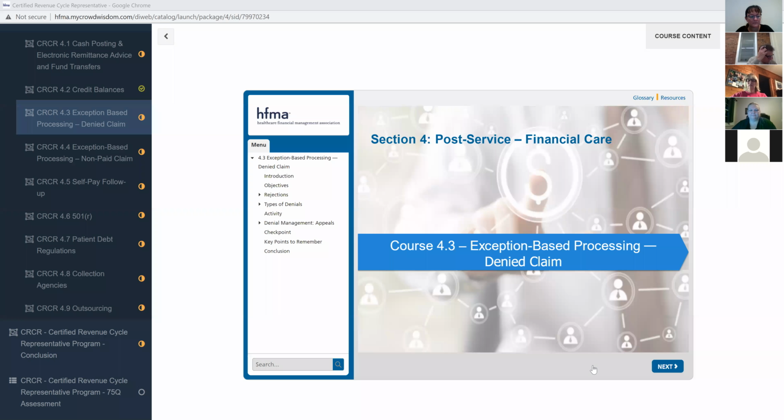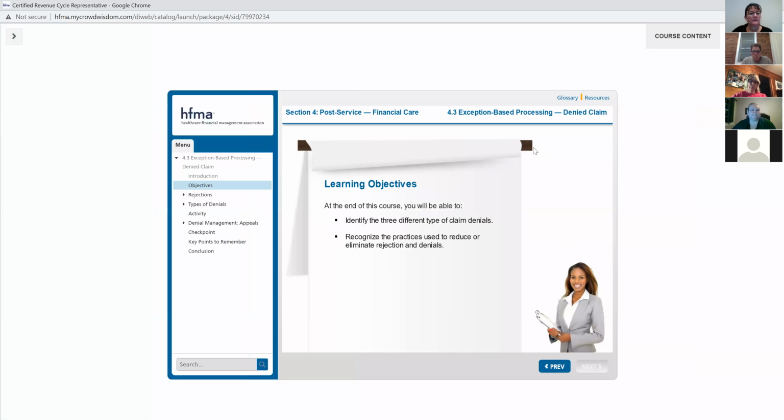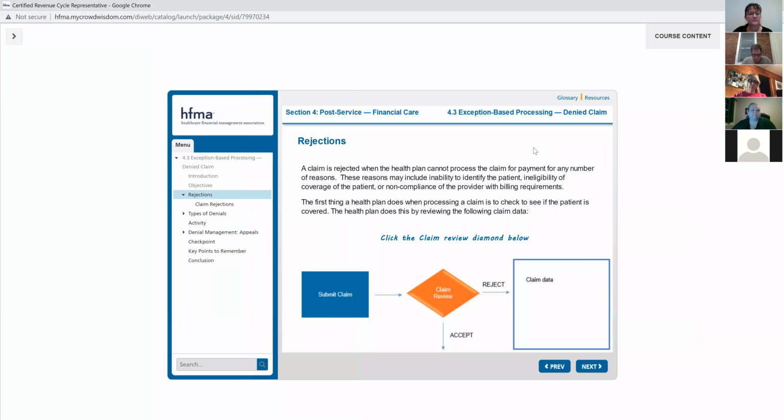Yes, I'm ready. All right, so we're going to jump right into exception-based processing, denied claims. We will start with rejections, which I'm sure most of us are familiar with. A claim is rejected when the health plan cannot process the claim for payment for a number of reasons. It could be that they can't identify the patient, they were ineligible on the date of service, or non-compliance of billing requirements from the provider.